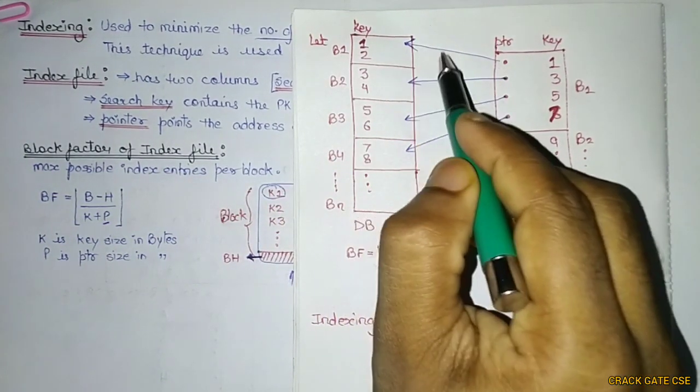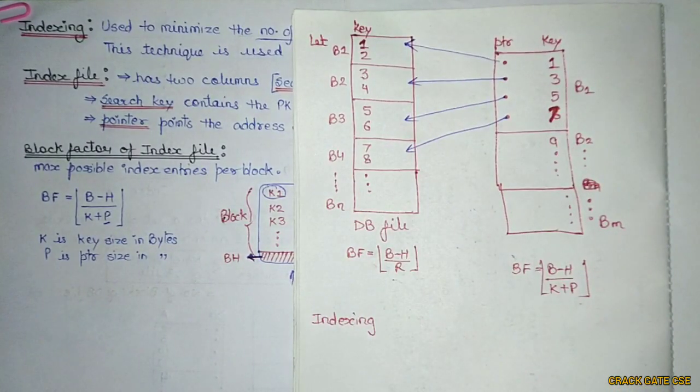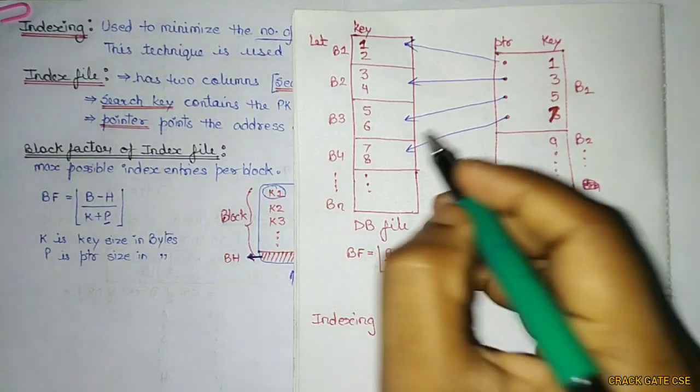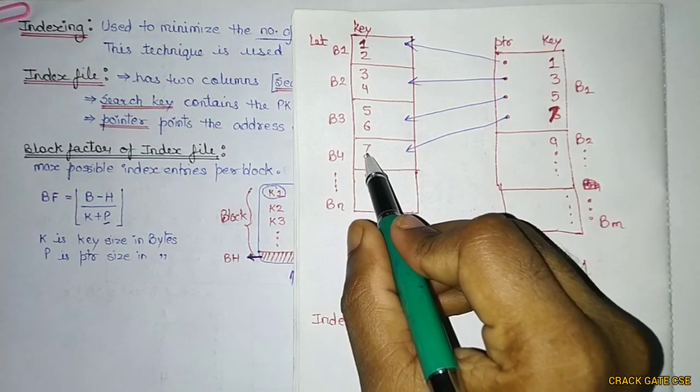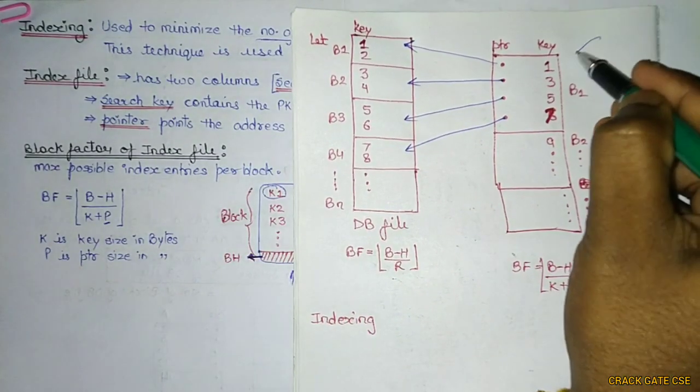That means I am just performing the indexing here. Now what is the benefit of indexing? If I want to find out the 7th key, and if I do it in indexing, I will be going on to the index file.